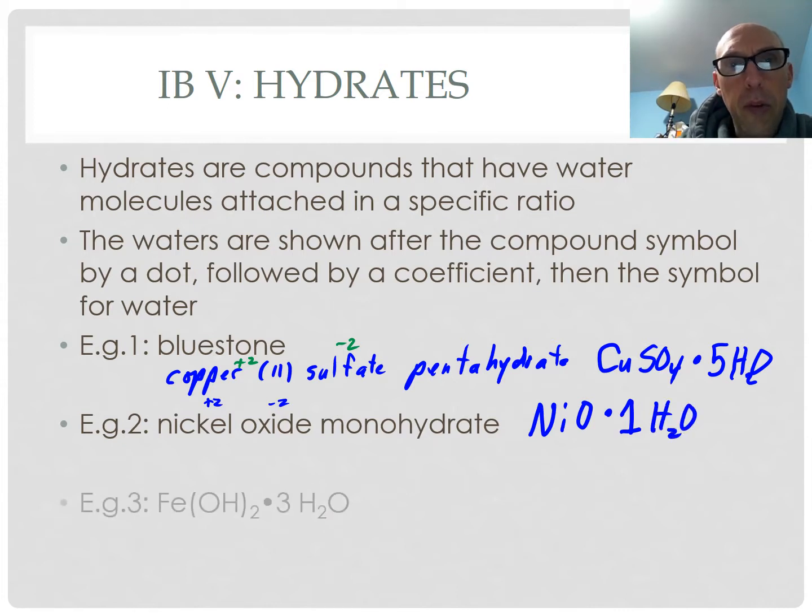Our last example, Fe bracket OH close bracket 2 dot 3H2O. So the Fe is iron. Leave the bracket because it's a multivalent cation. Hydroxide.